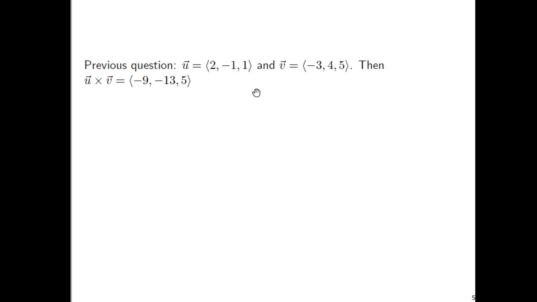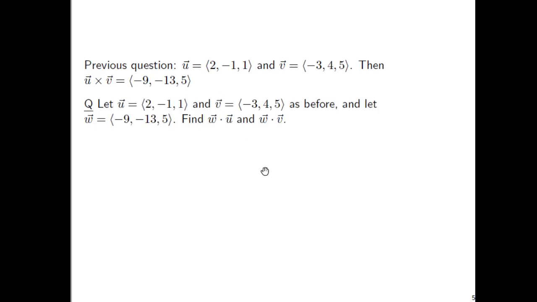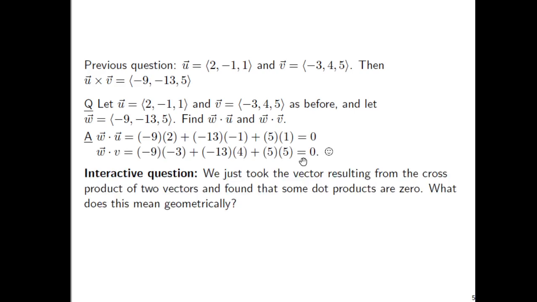In the previous question, we took these two vectors in 3D and we got as the result of the cross product this new vector in 3D, which was negative 9, negative 13, 5 in angle brackets. Now, let's define u and v as before, and we will define w to be the result of the cross product. I'd like to find w dot u and w dot v. So w dot u, following the dot product formula, gives you the scalar 0, and w dot v, following the dot product formula, gives you the scalar 0 as well.